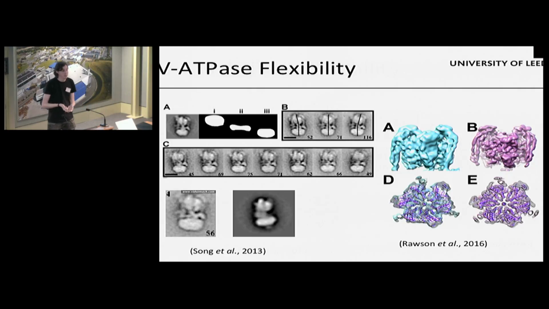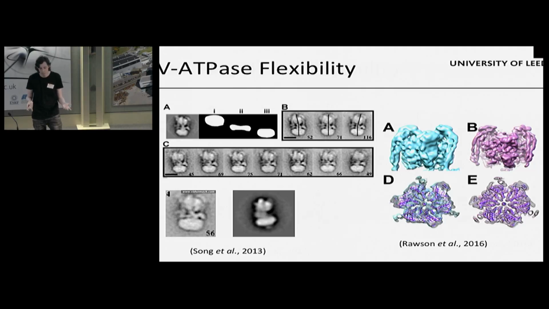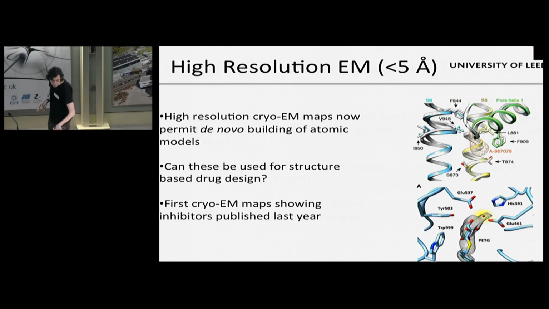But even at 6 angstroms, any crystallographer will tell you that's nowhere near good enough to do rational drug design. So we thought, yeah, other people can do high resolution structures. Can we? So last year, the first few structures came out showing inhibitors bound in EM maps directly, such as the beta-gal structure, TRPV, and the proteasome structures.